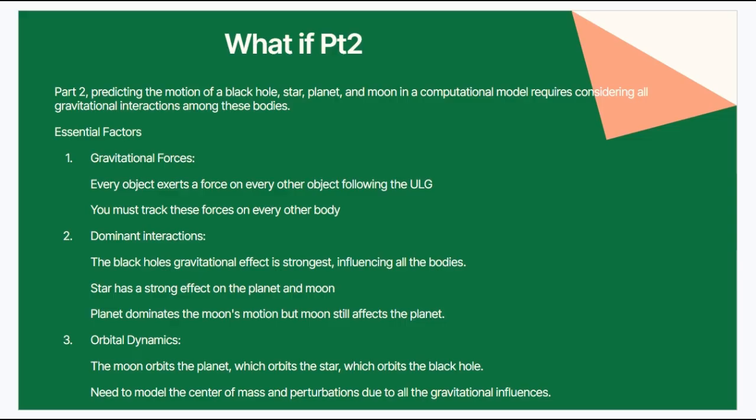For part 2, predicting the mass of the black hole, the essential factors were gravitational forces, dominant interactions, and orbital dynamics. For gravitational forces, every object must exert a force on another object following the universal law of gravitation. You must track these forces on every other body. For dominant interactions, the black hole's effect is the strongest. The star has a strong effect on the planet and the moon, and the planet dominates the moon's motion, but the moon still affects the planet. For the orbital dynamics, the moon orbits the planet, which orbits the star, which orbits the black hole. So you need to model the center of mass and perturbations due to the gravitational influences. Thanks.